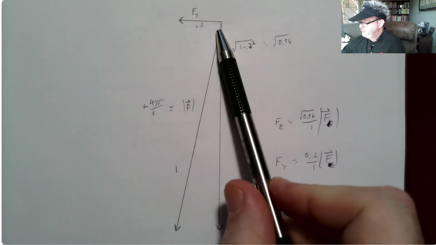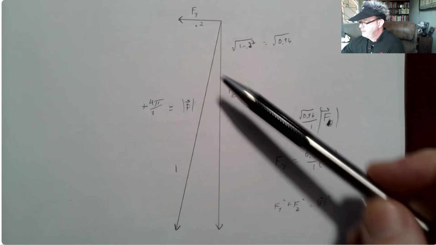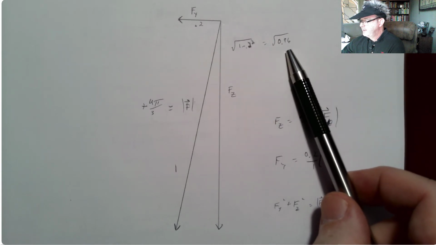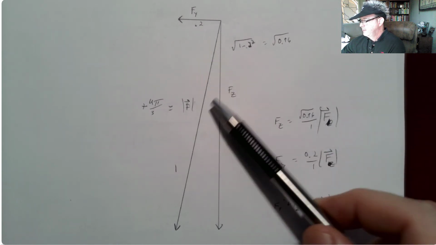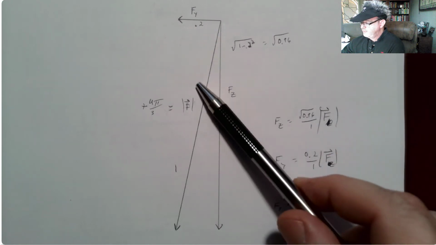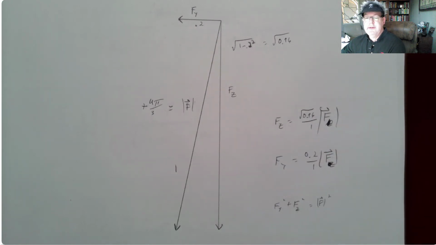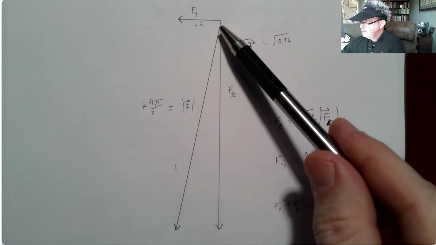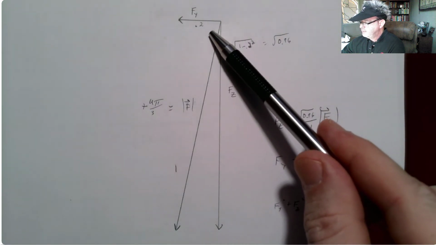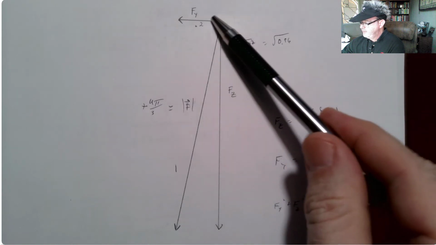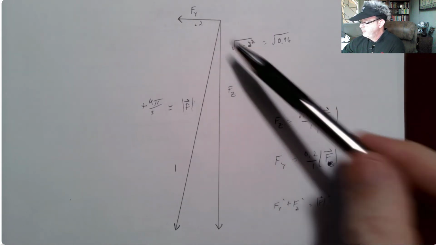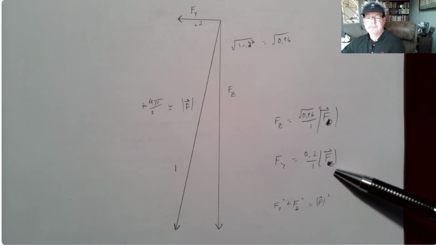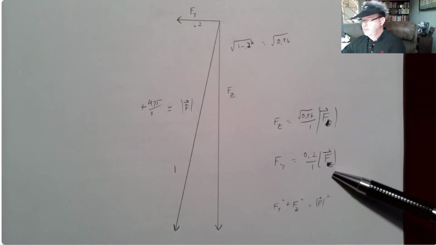Now, if this is 0.2 and that's 1, this will be the square root of 1 minus 0.2 squared, or the square root of 0.96. So those are the sizes, and then these also give us the magnitude, right? So if I were to find the angle, cosine of that angle times this magnitude would give me the magnitude of the y component. But in the end, it would just be 0.2 over 1 times the magnitude of the force. So that'll be the y component.